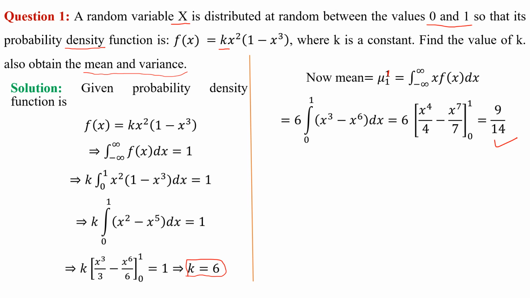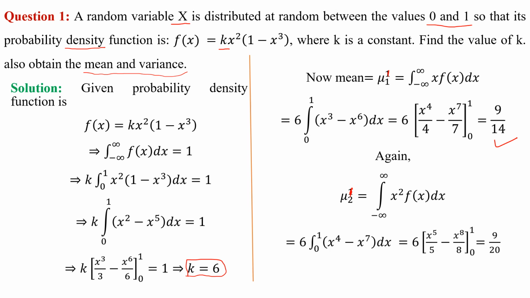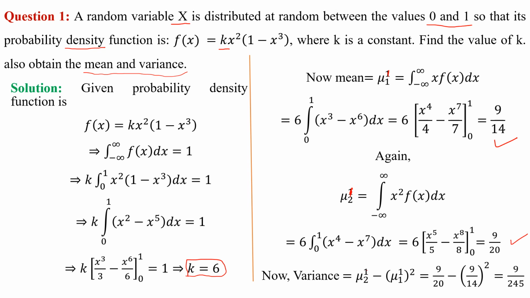Now to get the variance, we have to find mu2 dash. Mu2 dash is the integration from minus infinity to infinity of x^2 f(x) dx. By again simple integration, we get 9 by 20. You may calculate and match the answer. So we have calculated mu2 dash and mu1 dash. The variance is given by the formula mu2 dash minus mu1 dash square. This formula you must remember to get the variance. So it is 9 by 20 minus (9 by 14) square, and the final calculation is 9 by 245.